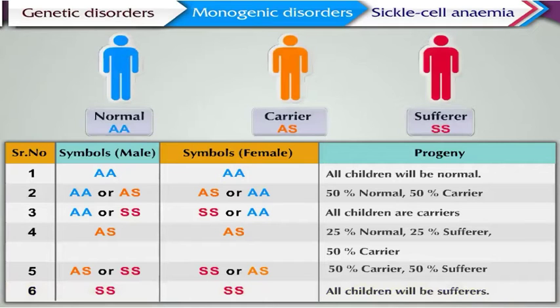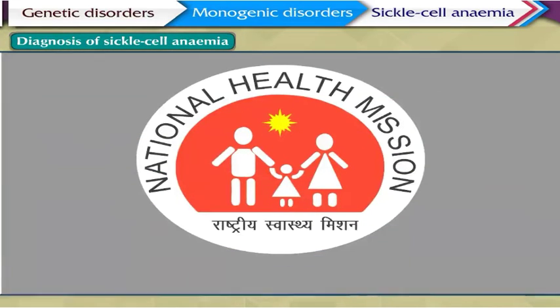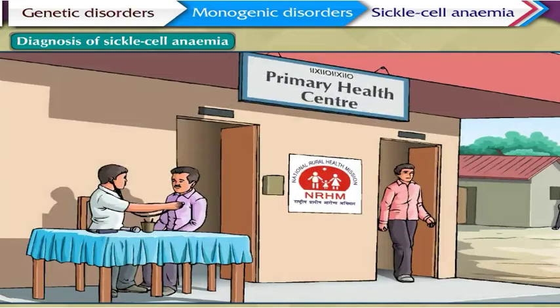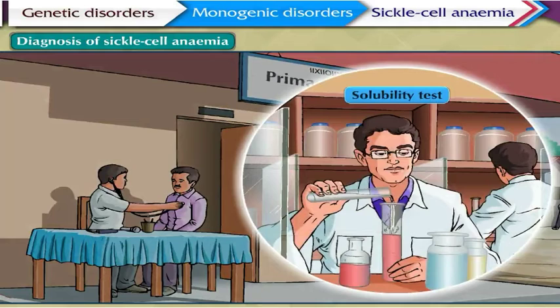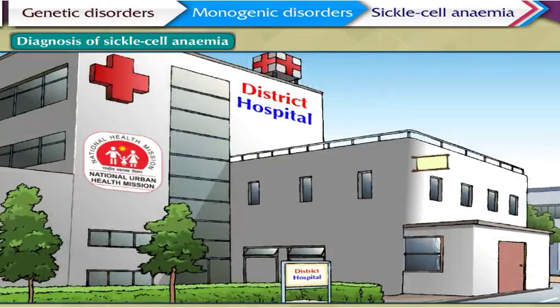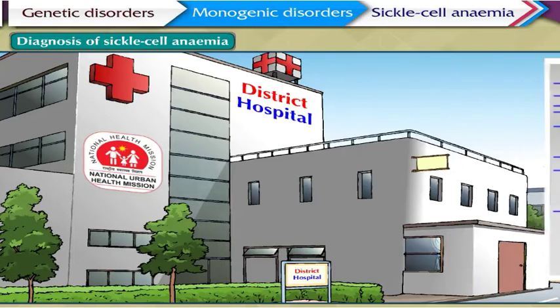Let us now understand in brief about the diagnosis of sickle cell anemia. Under the National Health Mission scheme, all rural and sub-district hospitals have the facility of solubility test required for the diagnosis of sickle cell anemia. Similarly, in district hospitals, electrophoresis, which is a confirmatory diagnostic test, is carried out.